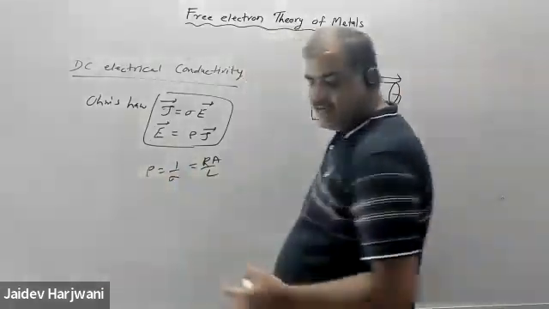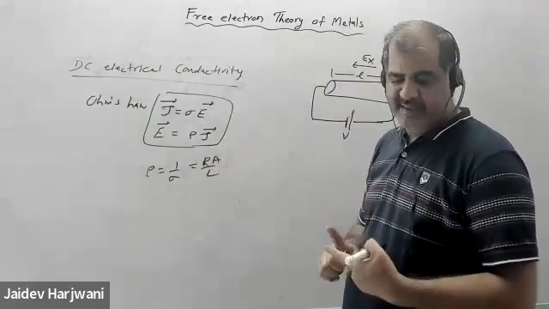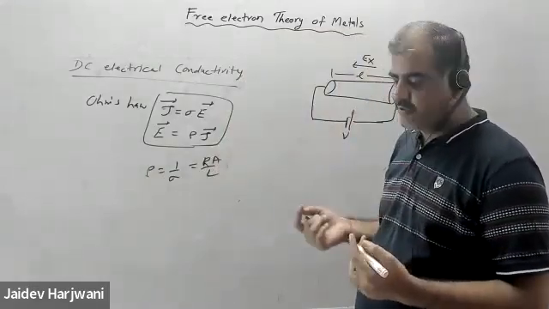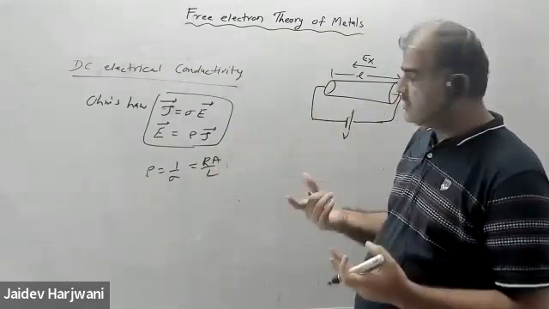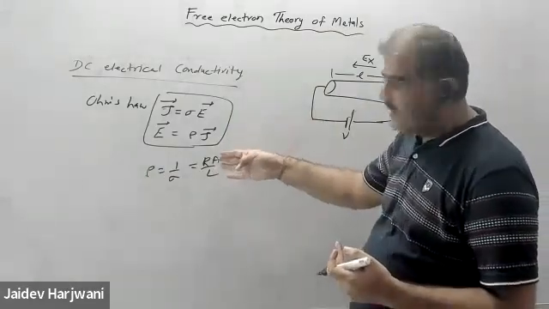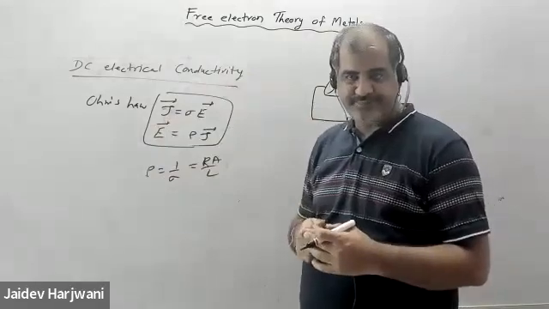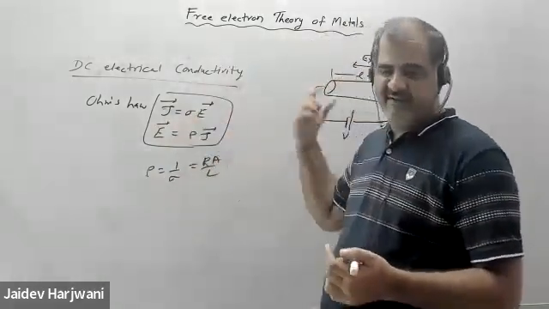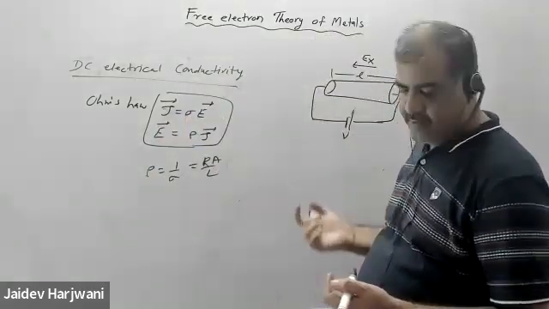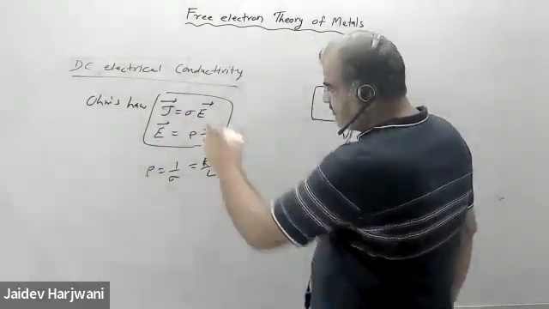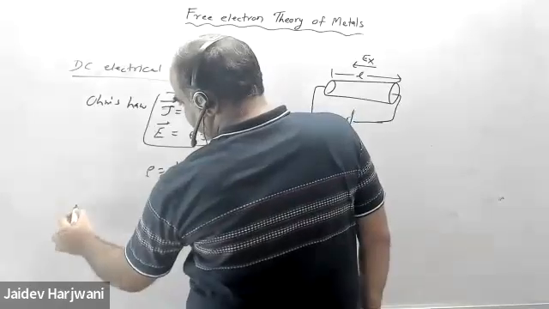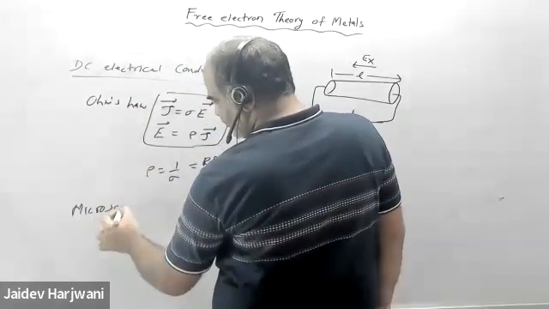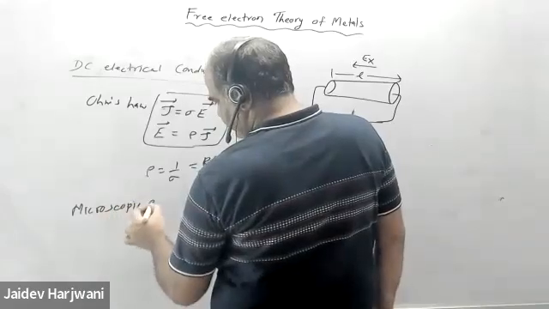Now I want to relate these macroscopic parameters with microscopic parameters like electron concentration. Why does every metal give a different conductivity? I'm applying the same voltage, everything the same, but every material gives different resistivity and conductivity values. So I want to see Ohm's law from the microscopic point of view.